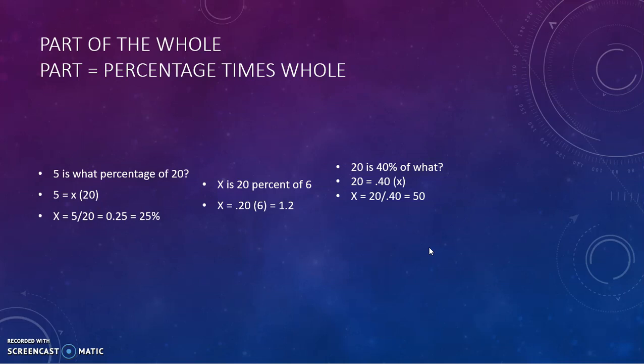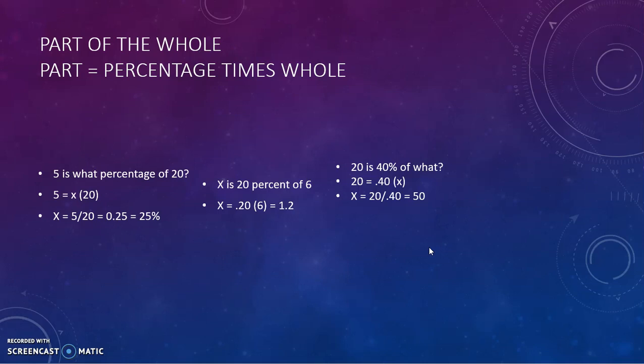Now, if you got over 100%, the part is actually larger than the whole. So those words don't really work out. But in these examples, the part will always be smaller than the whole. However, we can't use it for giving 110%.